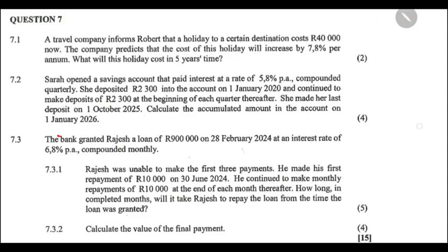The question says a travel company informs Robert that a holiday to a certain destination costs 40,000 rand now. The company predicts that the cost of this holiday will increase by 7.8% per annum. What will this holiday cost in 5 years' time? We need to solve this question. I'll show you how to solve this 2-mark question.